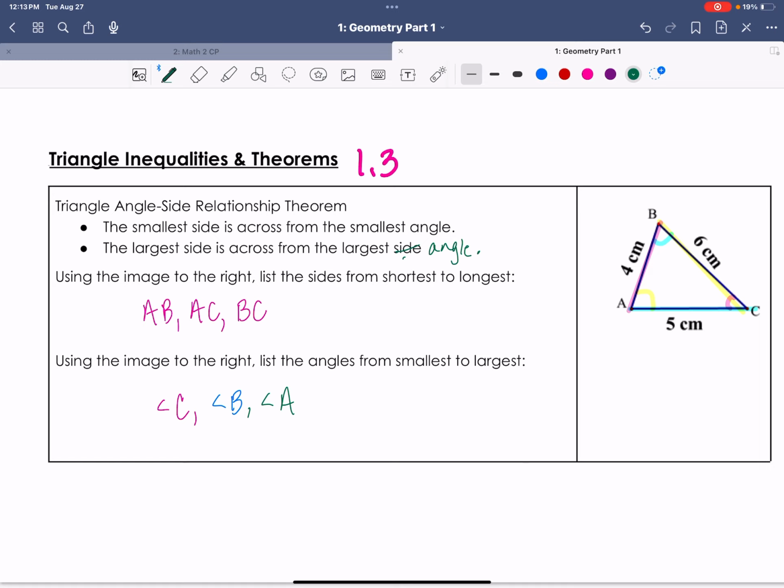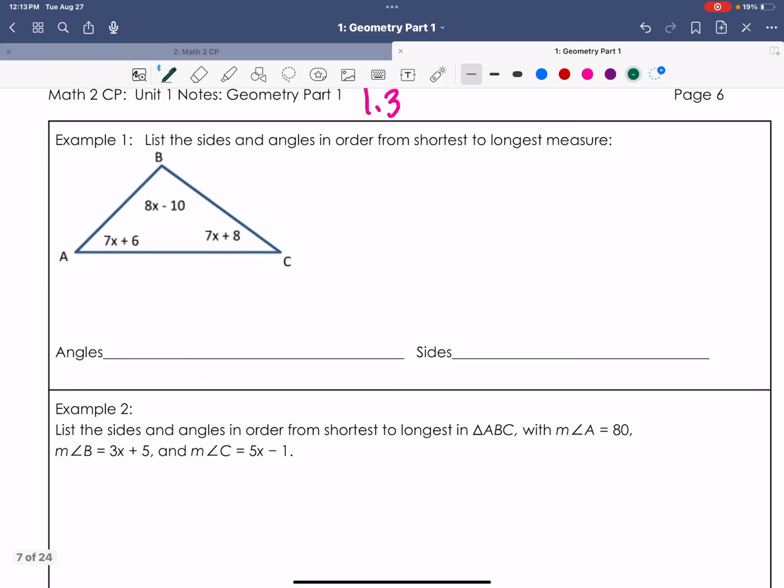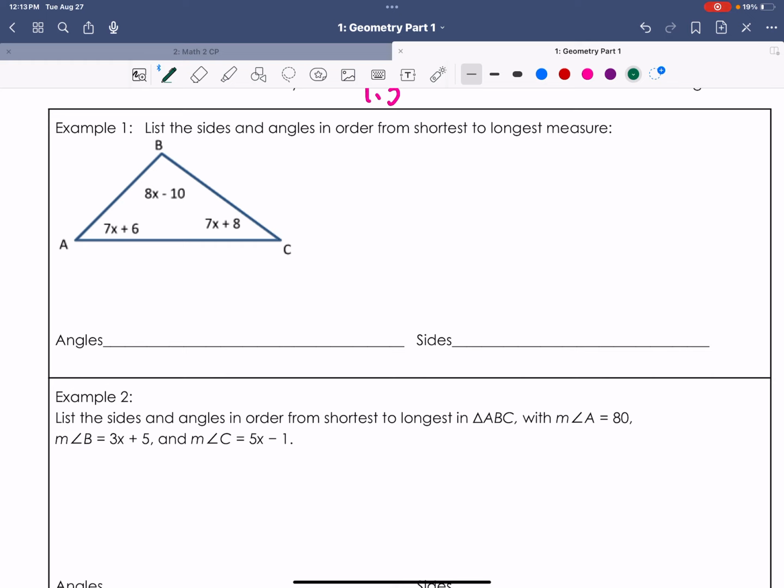And so that's all you need to know: the smallest side is across from the smallest angle, and the largest side is across from the largest angle. Let's get started. This one is a lot of steps, but you can do it. I'll do the first one, and you're going to try the second one on your own.